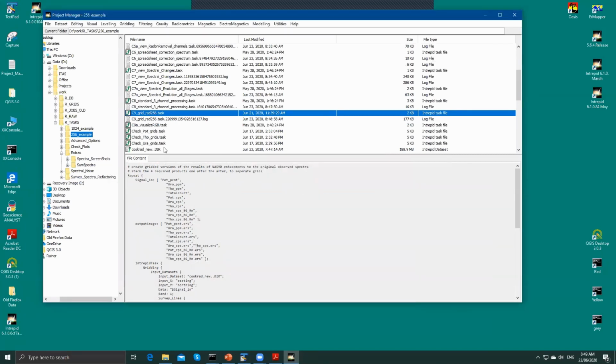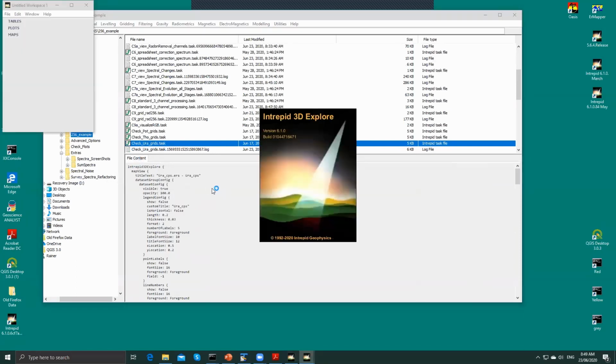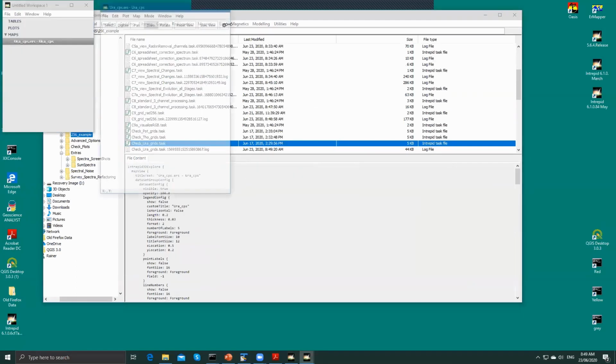Okay, that's okay. From gridding onwards, I know how to do all that. So it was the first part that I needed to learn. So thanks. Oh, okay. So then let's run the task file. Just quickly check the uranium grids only.